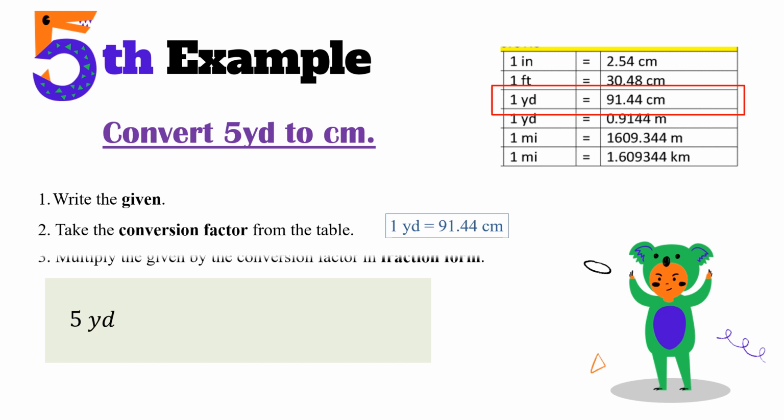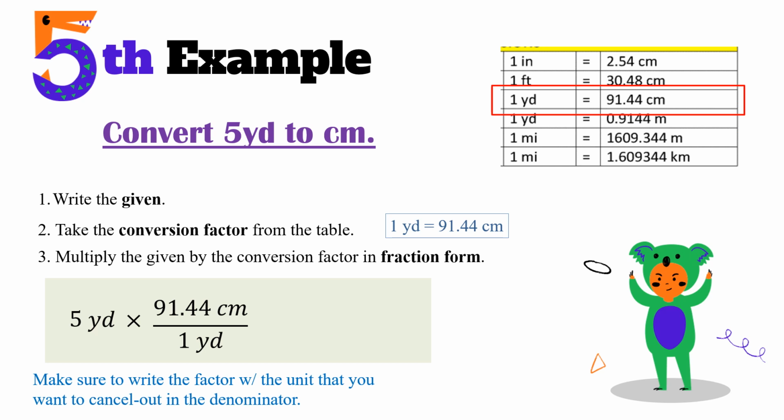Now multiply the given by the conversion factor in fraction form. Now that's 91.44 cm over 1 yard. So in transforming your conversion factor into fraction form, make sure to write the factor with the unit that you want to cancel out in the denominator. So in this case, we want to cancel out yard. That is the reason why we put 1 yard in the denominator and then your 91.44 centimeter in the numerator.